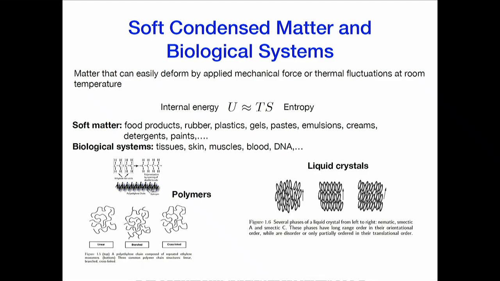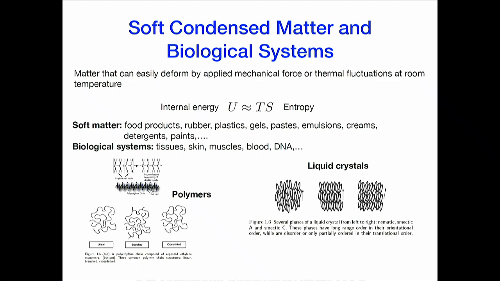They can be branched if you have some branching around, or cross-linked if you make a gel or something like that. Then you have phases also of liquid crystals. So liquid crystals are liquids which are made of molecules which are not spherical. So if your molecule has a certain shape, it can have some ordering between liquid and crystal, and these orderings are called liquid crystals.